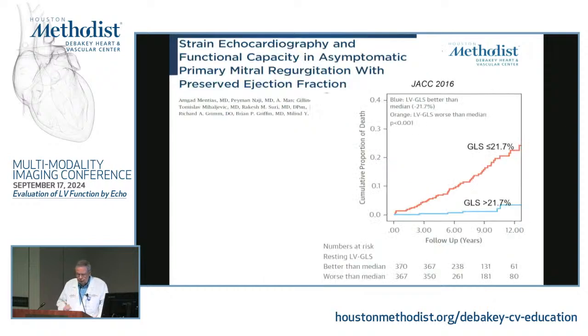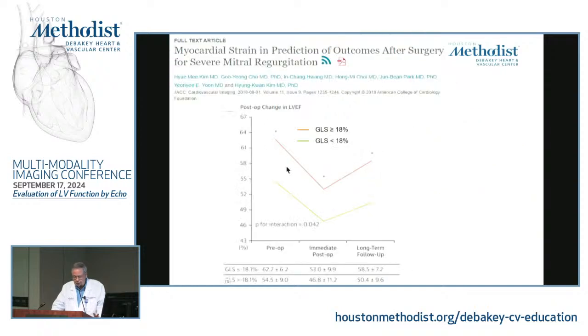This was one of the first papers with mitral regurgitation, and in this paper, for some reason, the threshold was 21.7, but those with less than that value that were followed had a higher proportion of death, and that included post-op also. And this is important because we know that with mitral regurg, when we correct the MR, EF always drops a little bit, and then over time it tends to come up, okay?